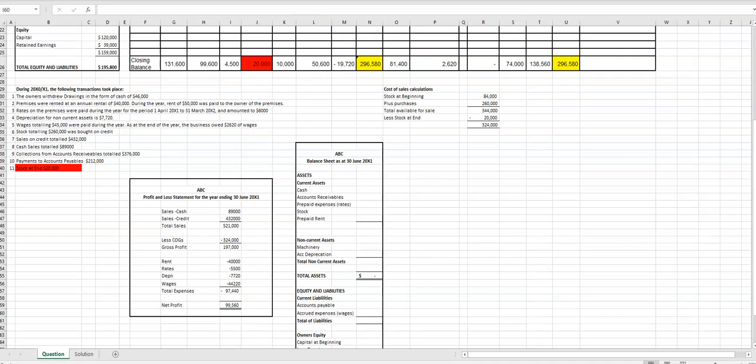Okay, so now onto our balance sheet. We've almost finished this exercise. So again, here we start with the who, the what, and the when. So who is our business, so ABC. The what is the name of the statement, so in this case it's our balance sheet. And the when is for the period that this relates to. So this is going to be as at a date.